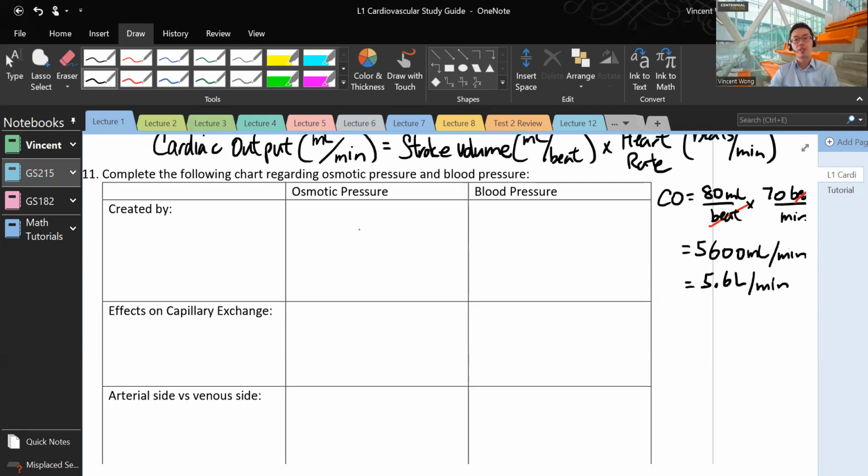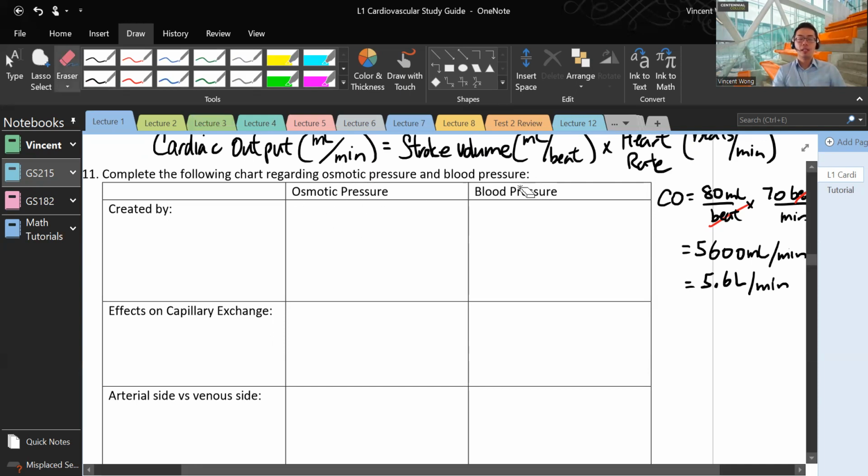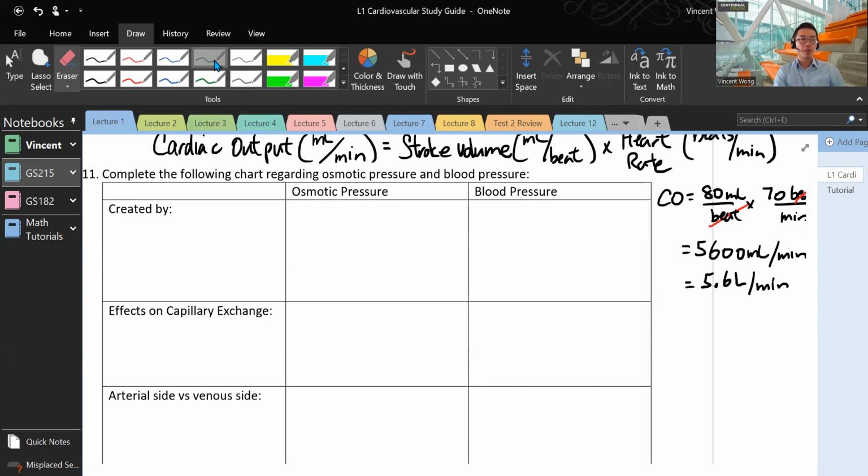Right? So what governs the movement of material into or out of the capillaries depends on three things. We talk about diffusion. That one's the easiest one to understand. You learned it last semester. Things naturally go from high concentration to low concentration. And then there are two additional forces that would affect the movement of material. One of them is osmotic pressure. The other is blood pressure.